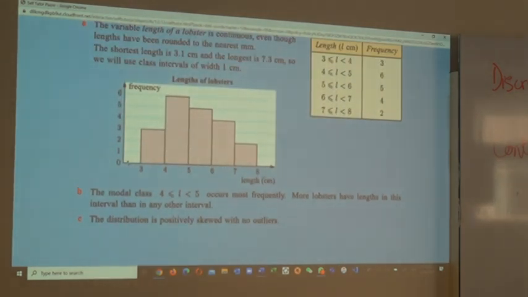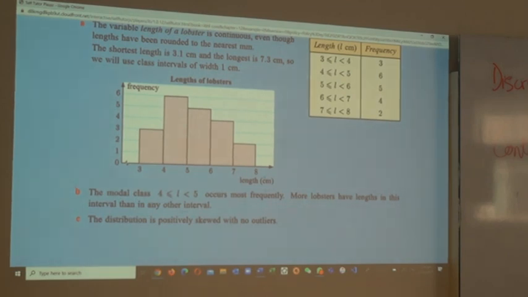For those that have done histograms before, this is not new to you. At least in IGCSE, or even maybe middle school, Form 2, I'm not sure. Did you do histograms in Form 2? Or was it Form 3? No, but it was IGCSE days. All right. But anyway, this is just like a reminder.